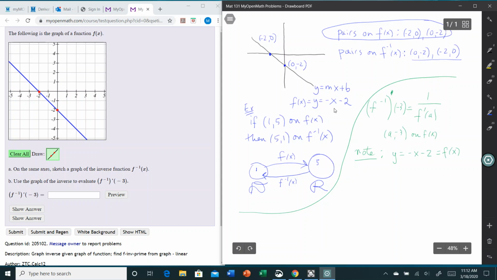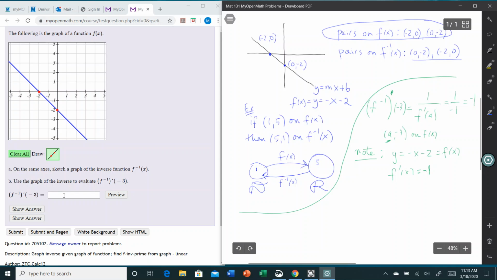And why is that relevant? Because when you take the derivative of any linear function, it's just the slope, right? Because the derivative of the constant is 0, and the derivative of mx is just m. So f prime is -1. So actually, in this problem, we don't even need to care about what a is, because f prime of x is a constant. So if we use this result, this will be equal to 1 over -1, which is -1.